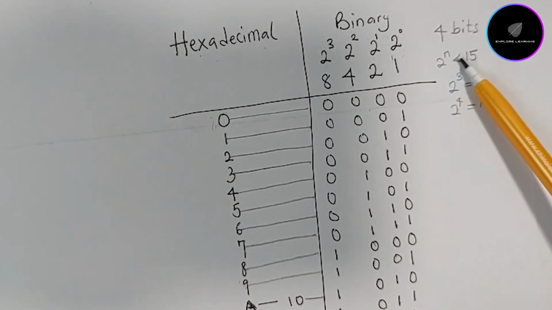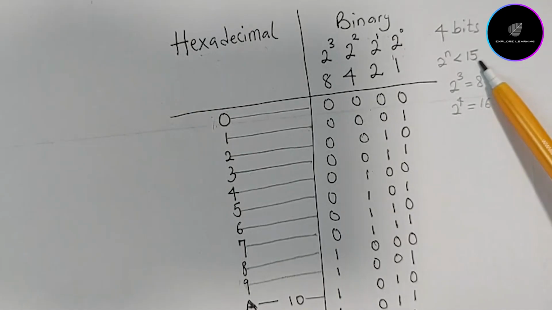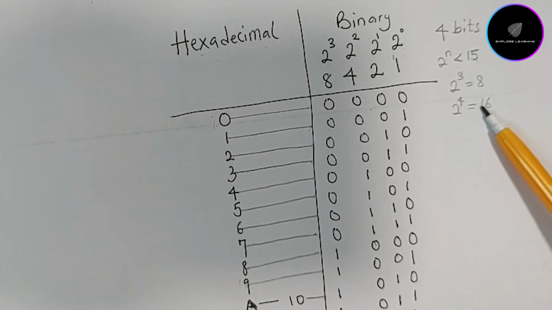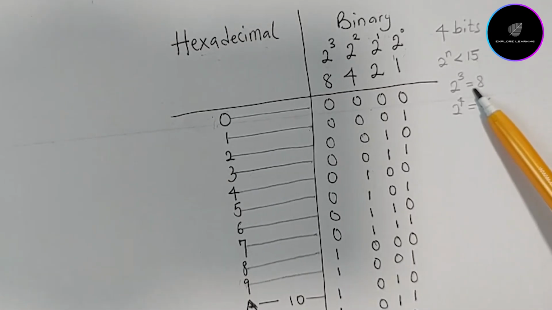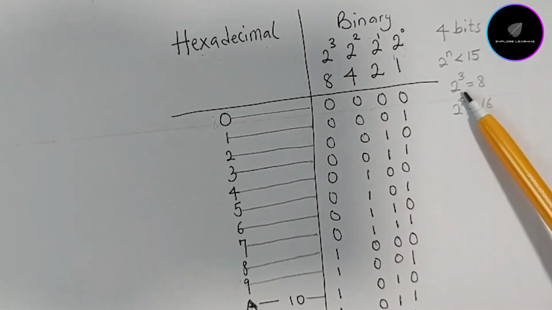So therefore, the rule says that 2 raised to the power n, where n represents the number of bits that should be used to represent the hexadecimal number system in binary coding, should be less than 15. Now, if we take 2 raised to the power 4, that's 16, which is greater than 15. So therefore, we need to take the next lower value, which is 2 raised to the power n.